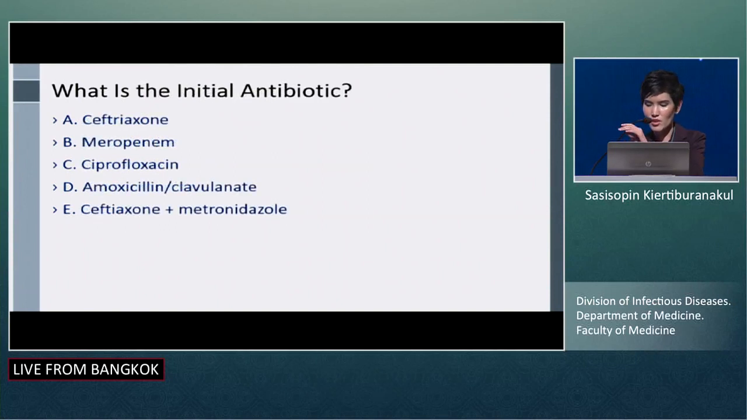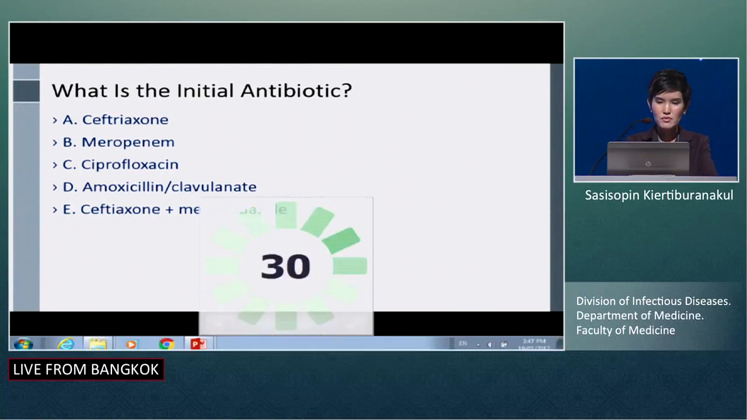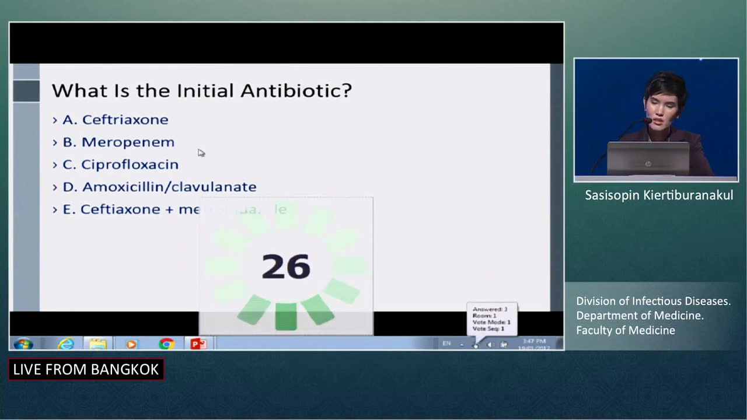Before I go to the answer, what antibiotic would you want to give to this patient? Ceftriaxone, which we use a lot in Thailand, or do we need a higher antibiotic, like meropenem? Or is ciprofloxacin enough for Salmonella in Thailand, or amoxicillin clavulanate, or ceftriaxone plus metronidazole?